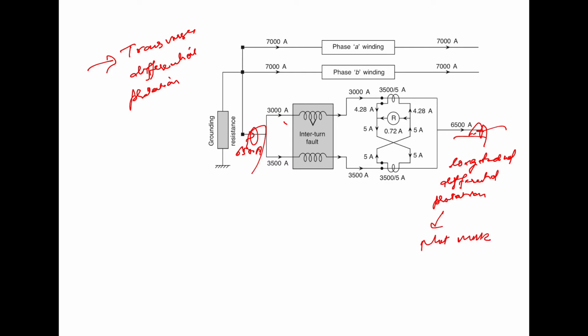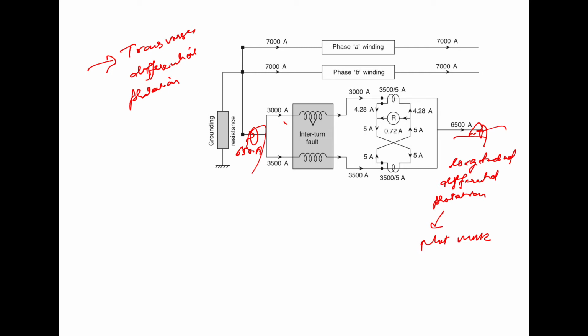Because of the splitting of the winding and transfer connection of the CTs, there is a spill current. If you see, there is a spill current of 0.72 ampere. This is 4.28 ampere and this is 5 ampere. So a spill current of 0.72 ampere in the transverse differential relay is there, and you can have a setting of nearly about 0.5 ampere.